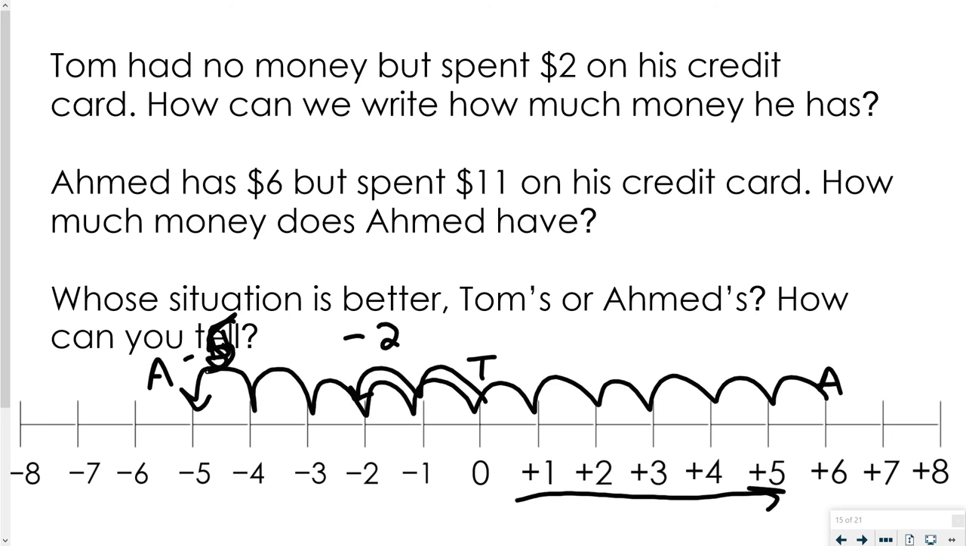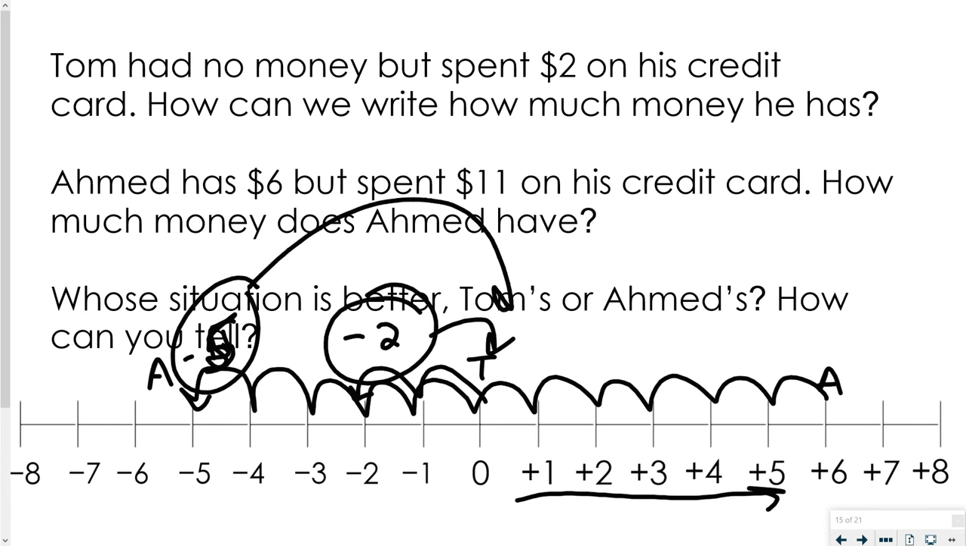Whose situation is better? Tom's or Ahmed's? Hopefully you said Tom, because Tom only has to gain $2 to be back at 0. Ahmed has to gain $5 to be back at 0. Does everybody see that? How it's a lot easier for Tom to make up the difference than it is for Ahmed to make up the difference? Okay.